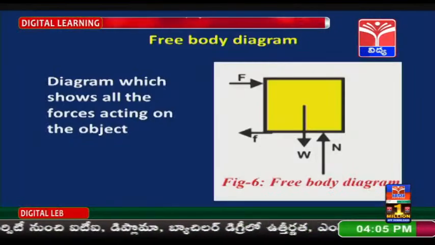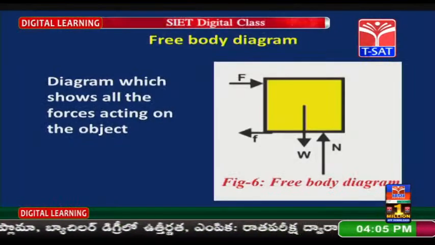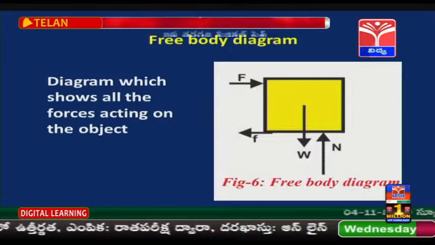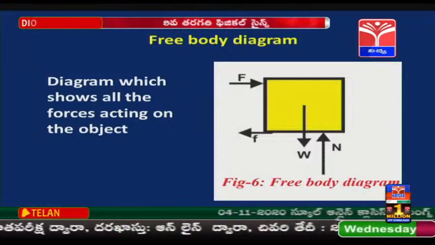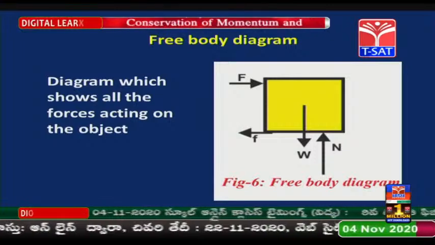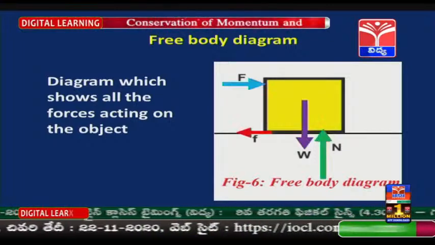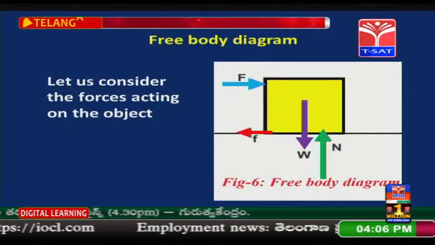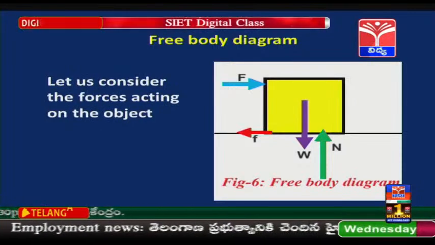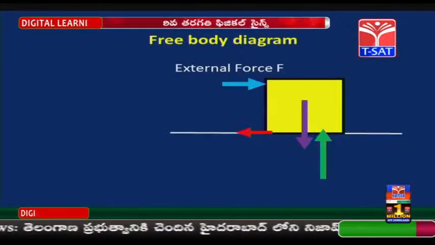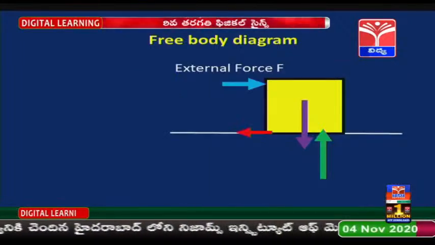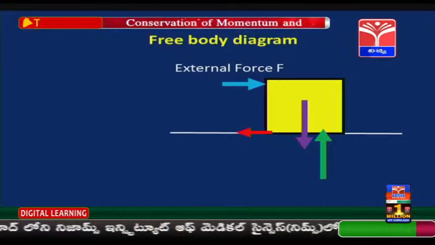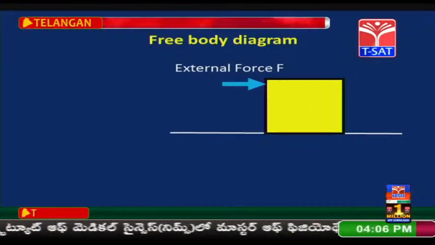Children, let us learn how to draw a free body diagram. A free body diagram is a diagram which shows all the forces acting on the object. Here is an example which is taken from the textbook. On this object, there are several forces acting on the object. Let us consider the forces acting on the object separately. The external force F, which is given by blue arrow, is acting on the object. This is the external force.